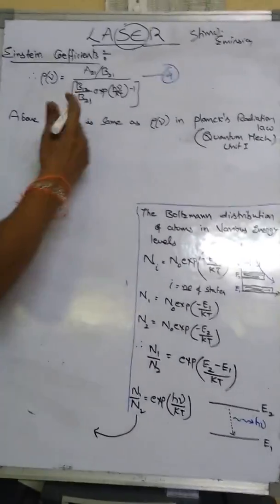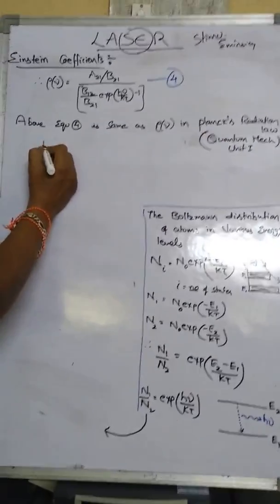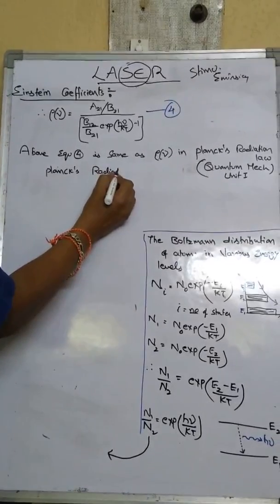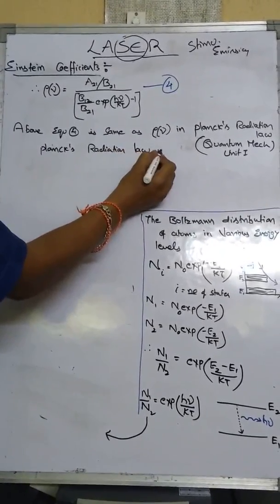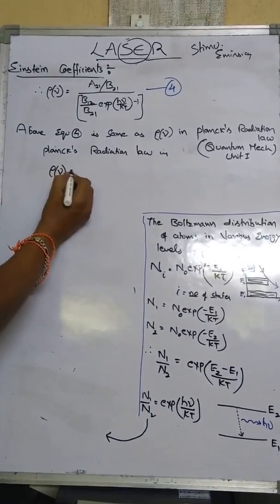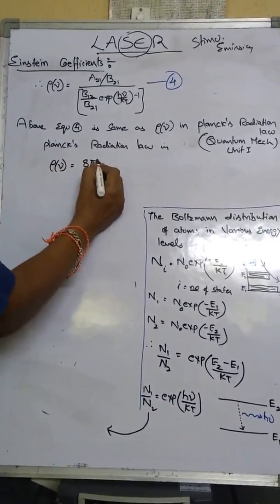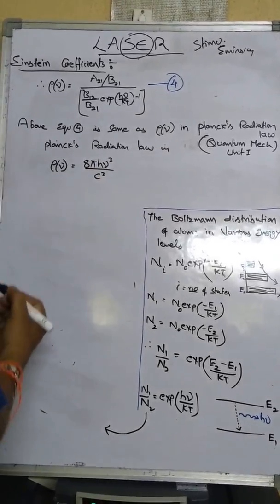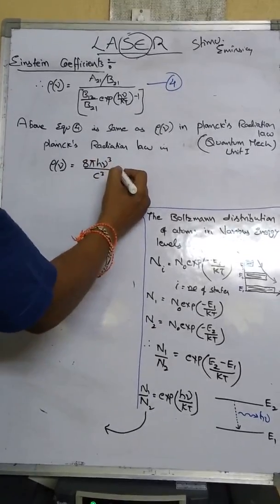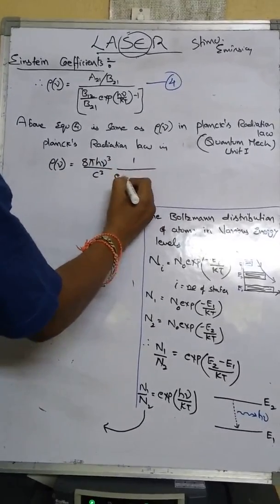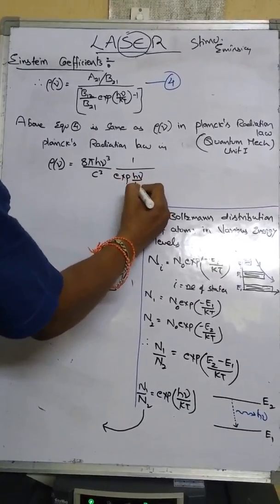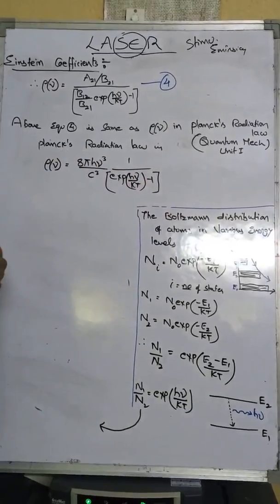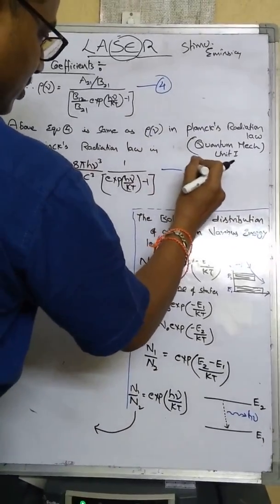As a result, you refer to quantum mechanics, and according to quantum mechanics, Planck's radiation law is rho nu in terms of frequencies: 8 pi h nu cube by c cube, into 1 by exponential of h nu by kT minus 1. So this is Planck's radiation law. Now you call this equation 5.